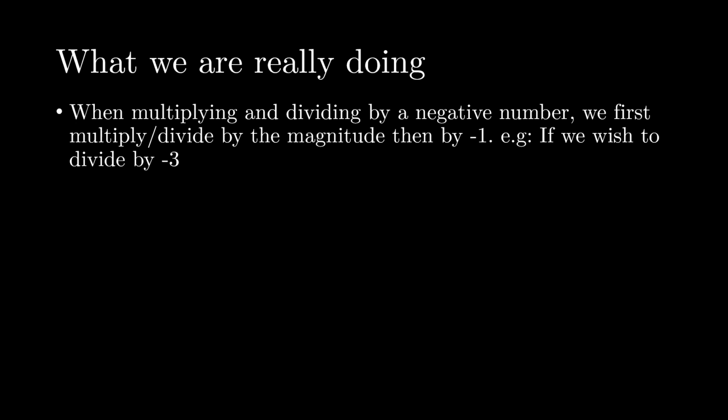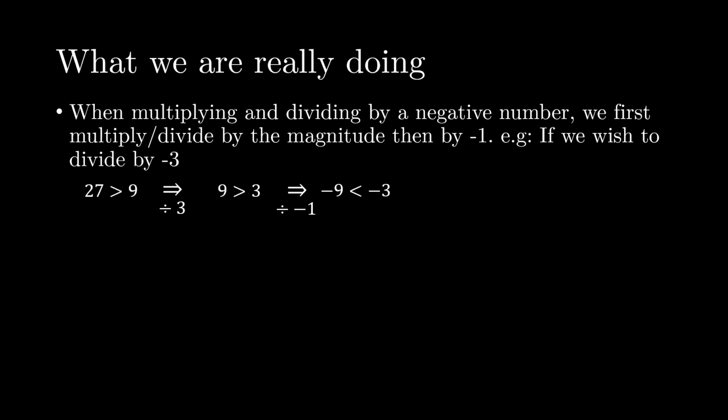That brings us to what we are really doing. When multiplying and dividing by a negative number, we first multiply or divide by the magnitude and then by minus 1. For example, if we wish to divide by minus 3, then 27 is greater than 9, which it is, and we first divide by 3, so 9 is greater than 3, and then we divide by negative 1, which flips the inequality.